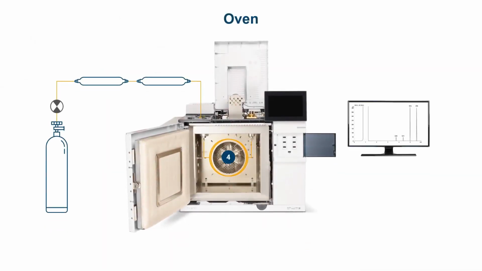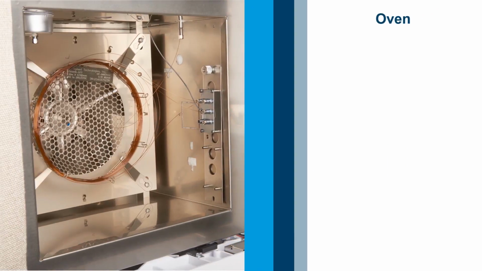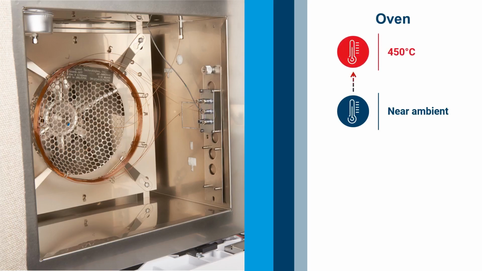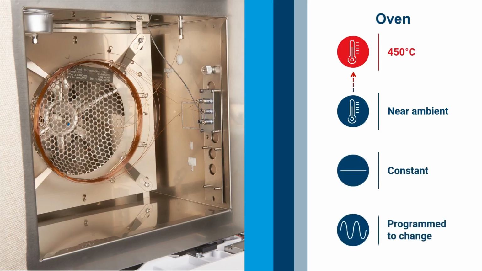Oven. The column is temperature controlled in a heated GC oven. The oven can be operated at temperatures from near ambient, or lower with cryogenic cooling, up to 450 degrees centigrade, and can either be held at a constant temperature or can be programmed to change over time as required by the analysis.